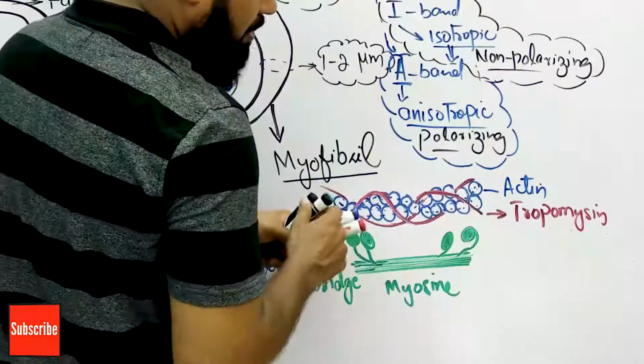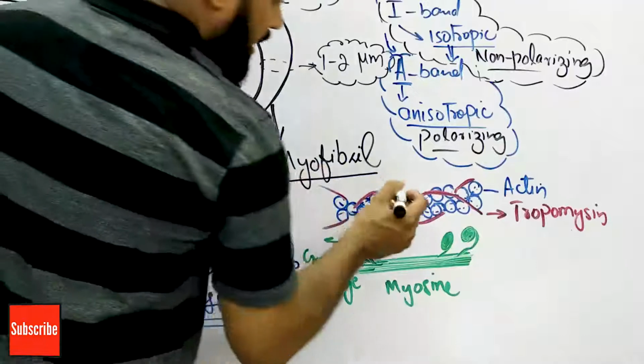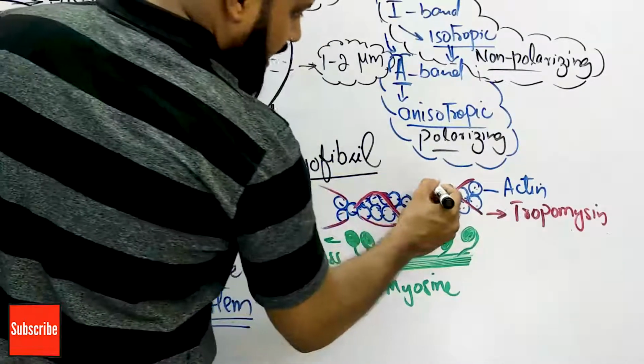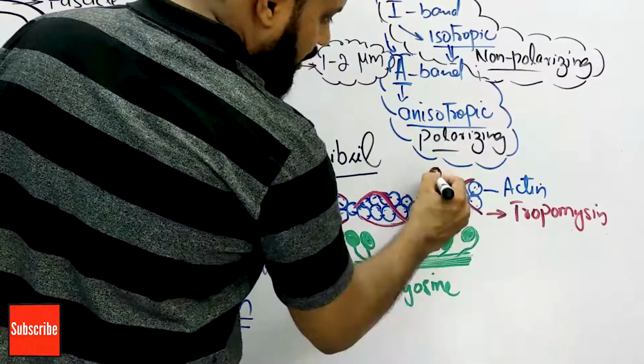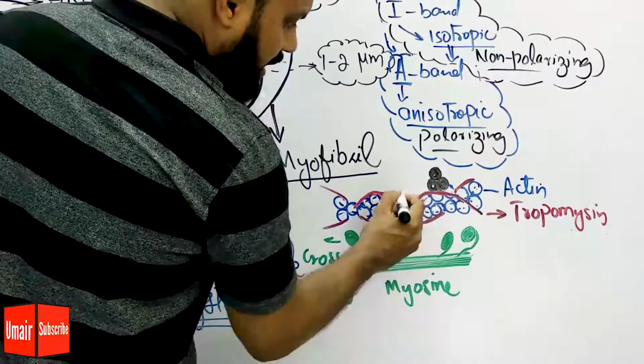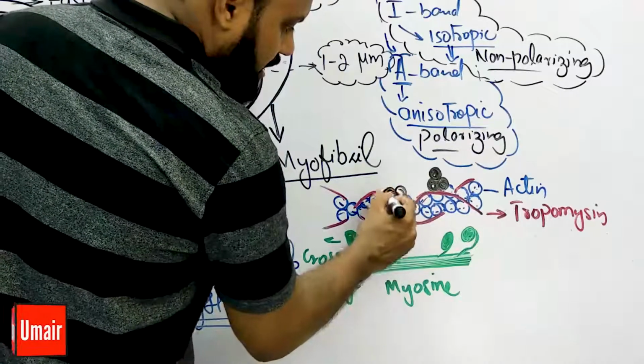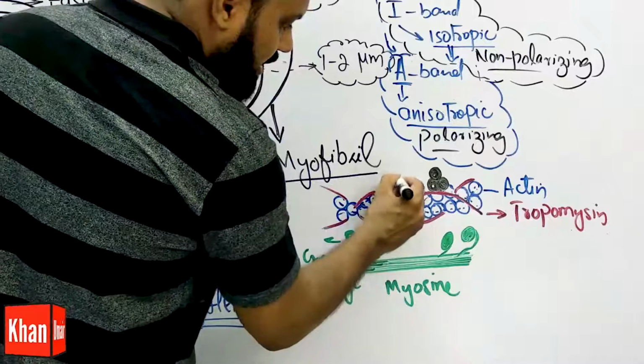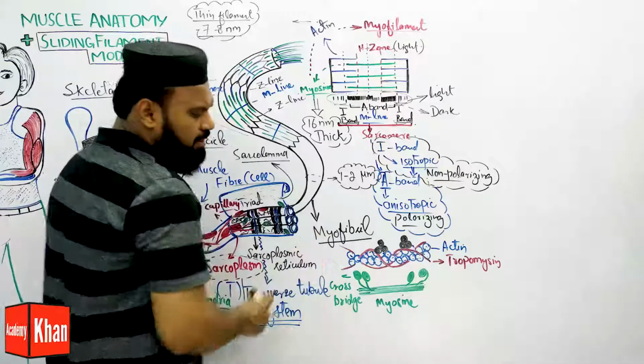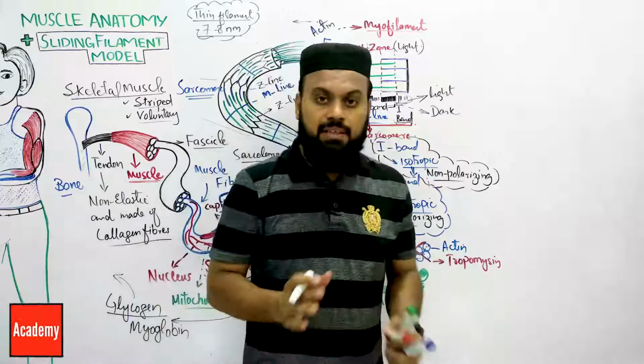At tropomyosin there is another kind of protein. You can make it like this. Actually it is a complex of 3 kinds of polypeptides. That's why I am just showing 3 kinds of beads like this. Now these beads are linked with a different structure.